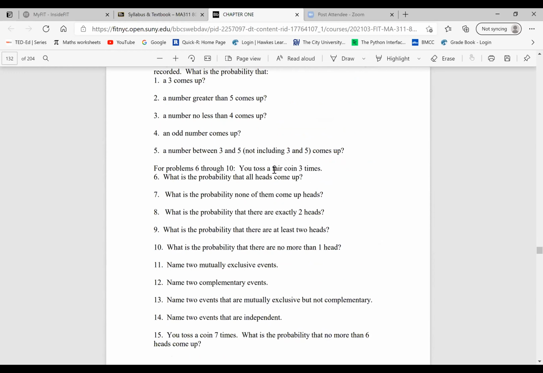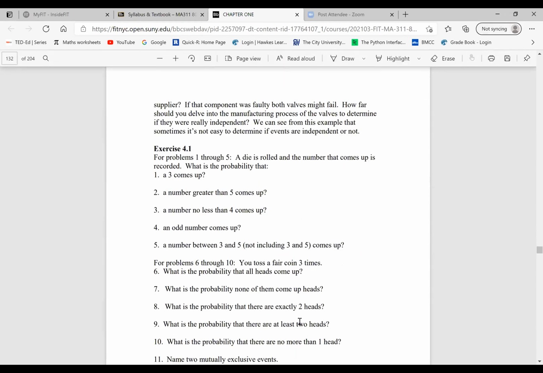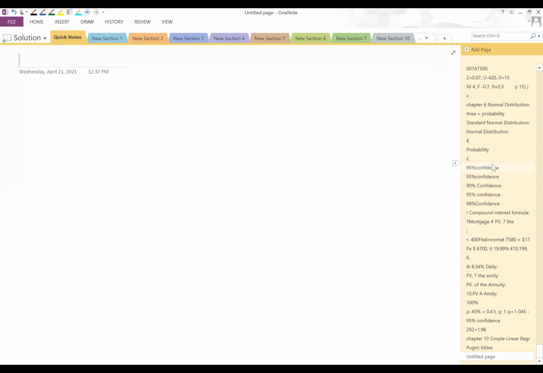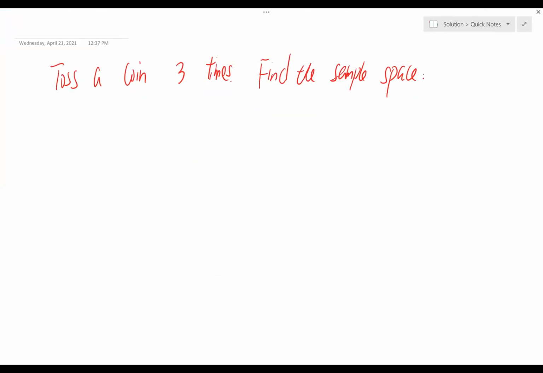Okay. We toss a fair coin 3 times. How many outcomes do we have? Okay, let's look at tossing a coin 3 times, and let me show you another method to construct a sample space or look at the outcomes. Think about tossing a coin 3 times and find the sample space. And here I'm going to show you a method called a tree diagram.